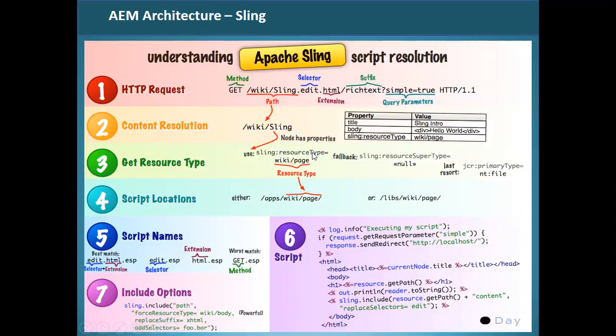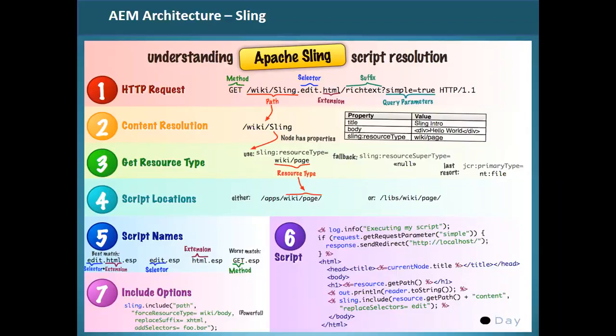In the concept of Sling, everything is a resource. In Sling terminology, everything is a resource. In CRX and JCR terminology, everything is a node. In CRX or JCR, Apache Java, just remember we call every content a node. Here, everything is a resource.